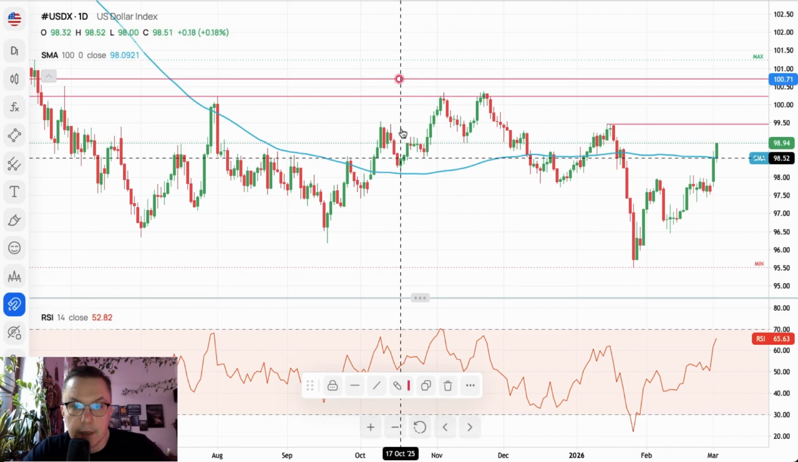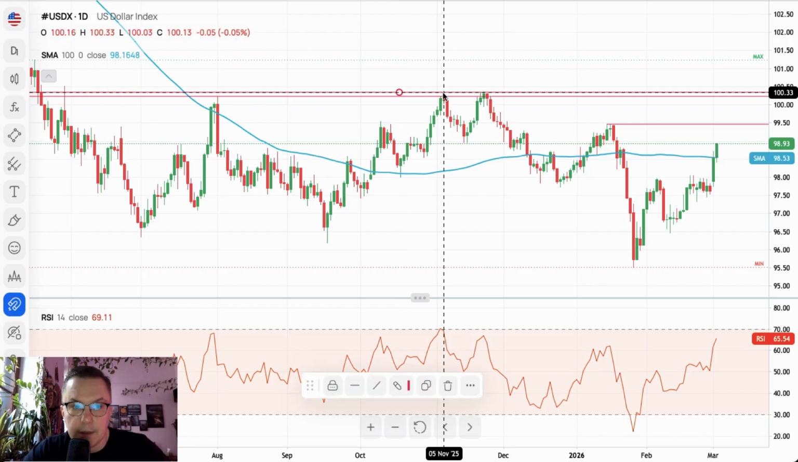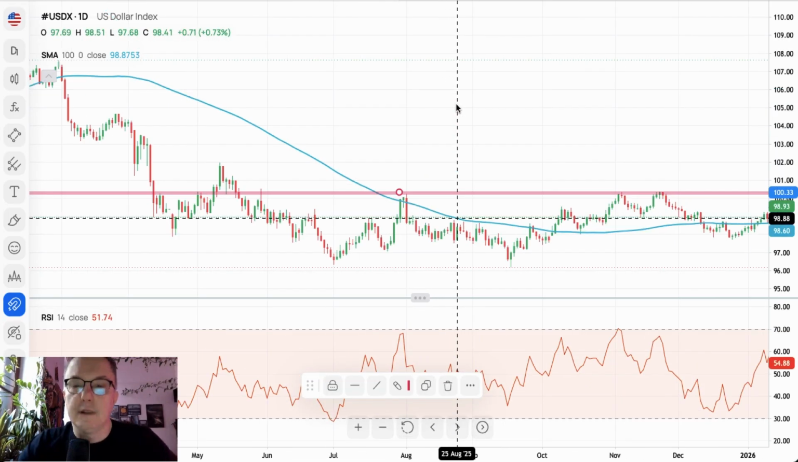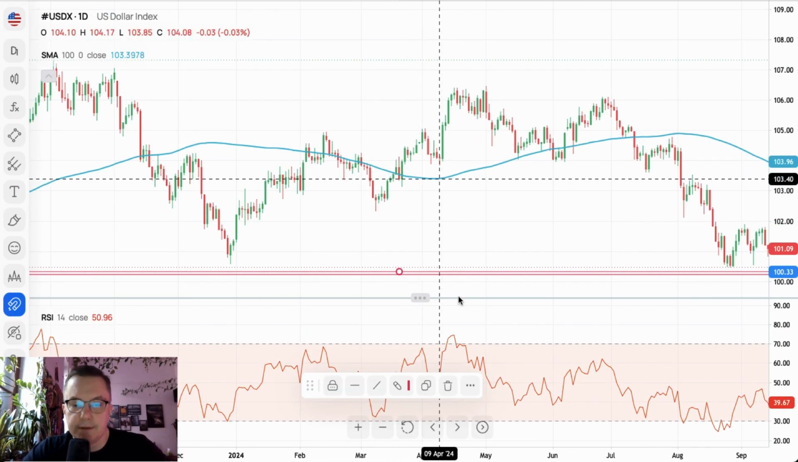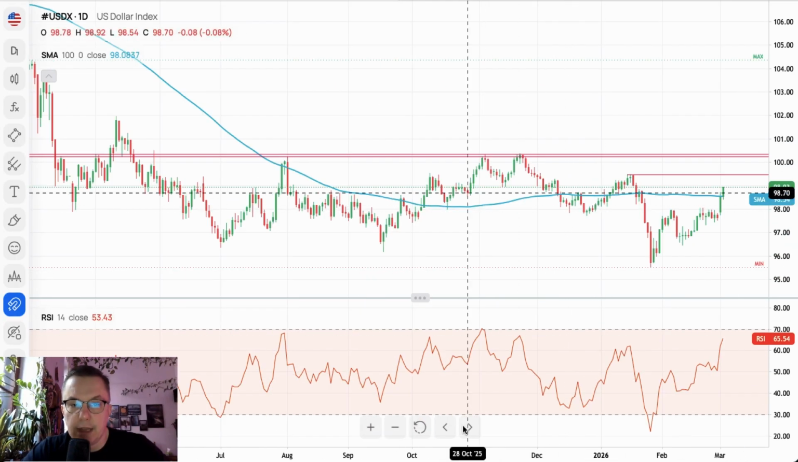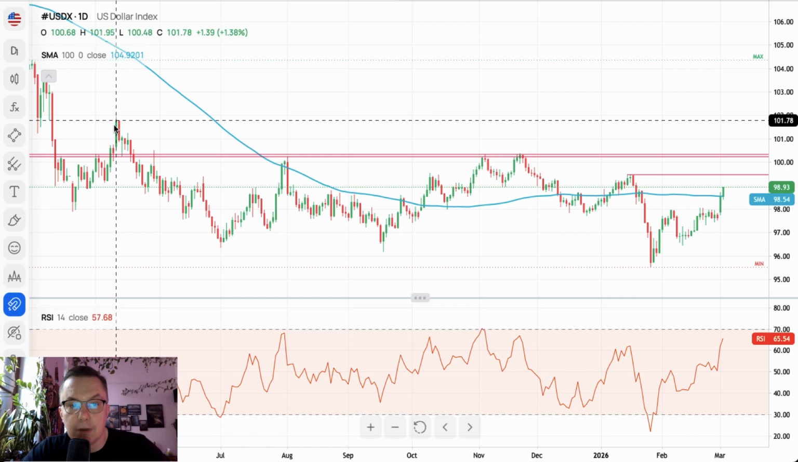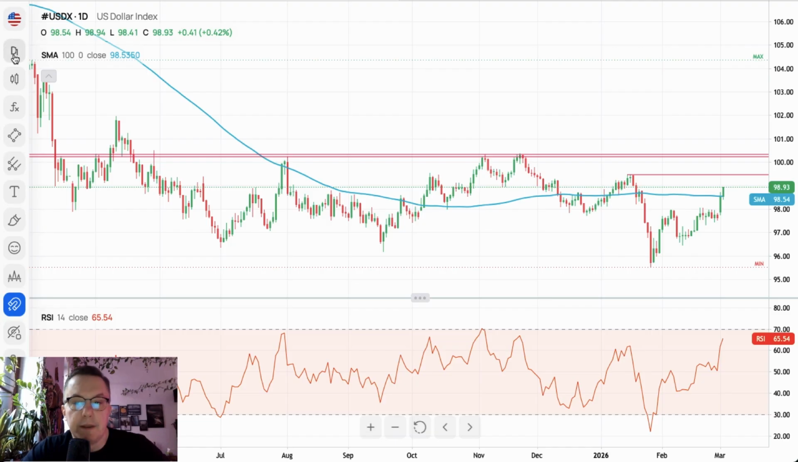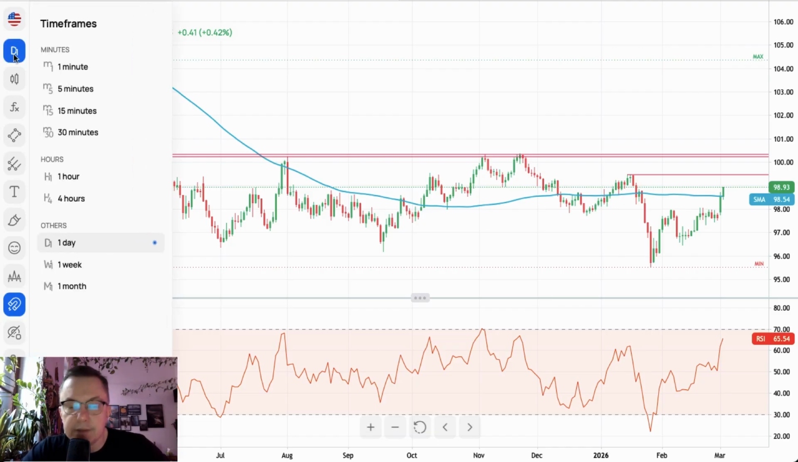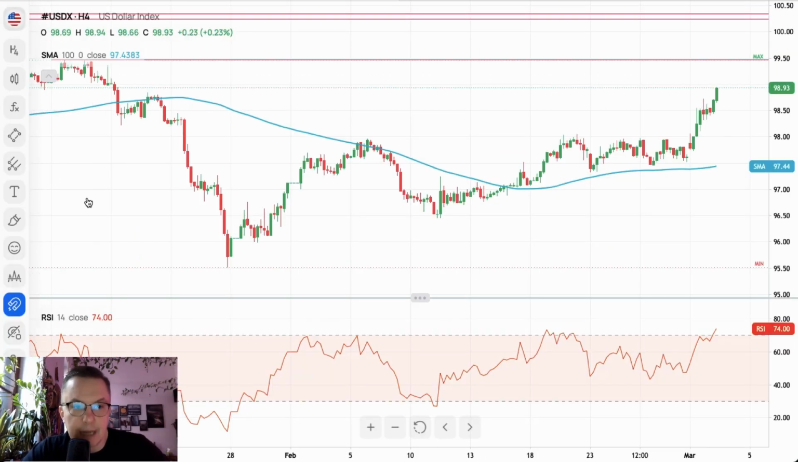So this one here, and you can see that this is very serious technical resistance. Any breakout above 100.33 opens the road towards the swing high from May 2025 at 101.95. So the major inflows towards the US dollar are happening right now.